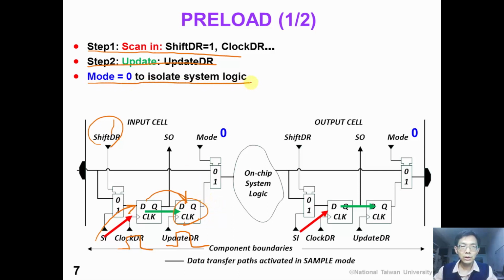Again, during this instruction, mode is always 0, so that we can isolate this JTAG operation from the system logic. And the same thing happens here. So we can preload the output flip-flop in the output boundary scan cell.